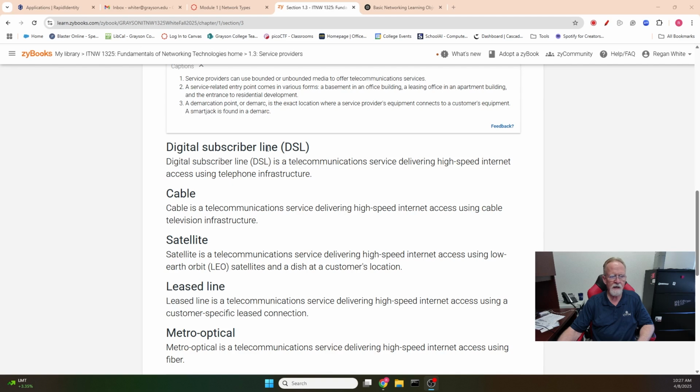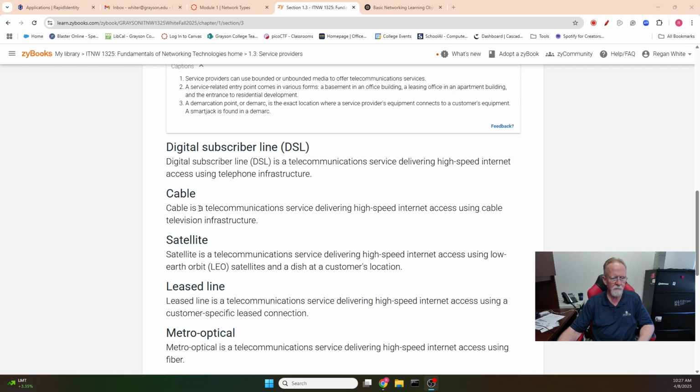Digital subscriber line, nobody uses it anymore. It's obsolete, but it was once upon a time a fast internet connection. And when I say fast, that's a relative term, but very few people use DSL anymore. Most people are either cable or fiber, and cable is quickly going the way of the 8-track tape. It won't be around much longer.